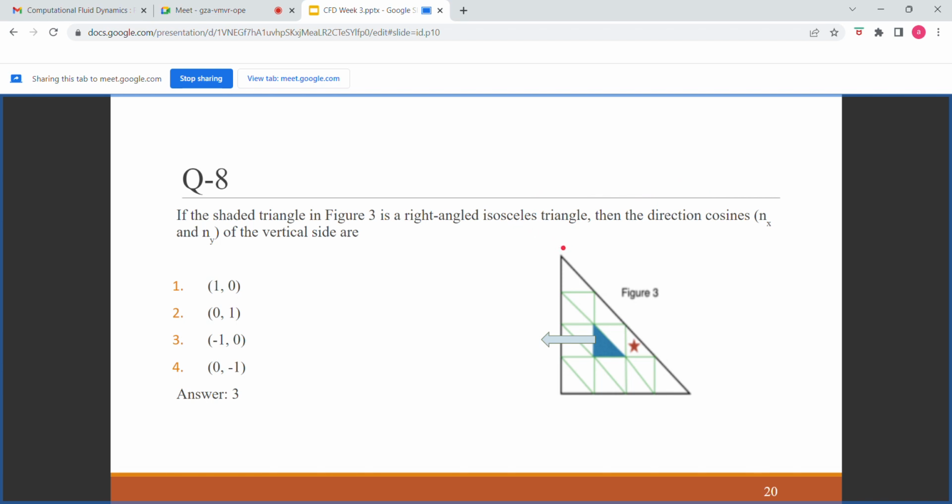So basically, this is figure 3. There is a shaded triangle in between. They are saying that it is a right-handed isosceles triangle. For the direction cosines of the vertical side, we are looking for the direction cosine of the outward normal of that side. Since we are considering the vertical side, the outward normal to this side would be facing this direction, so nx would be -1, and the direction cosines are -1, 0.